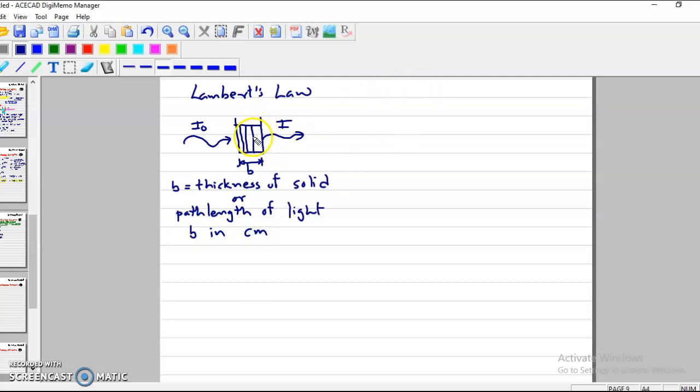Then, according to Lambert's law, the amount of light absorbed is directly proportional to the thickness of this material. So, we can have this formula: I is equal to I0 e raised to minus kb, where k is a proportionality constant, or we write I is equal to I0 10 to the power minus ab, where k is equal to 2.303 A, which is constant.